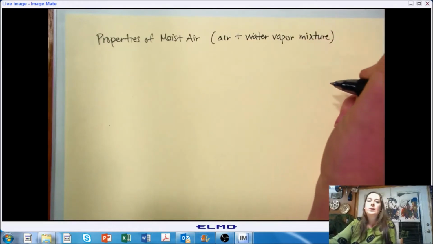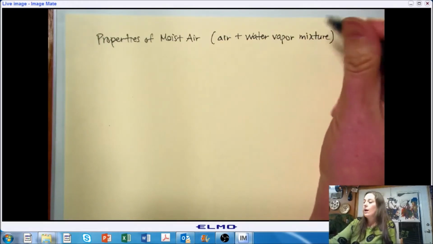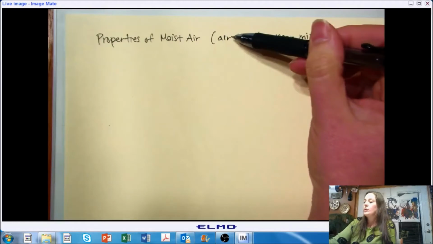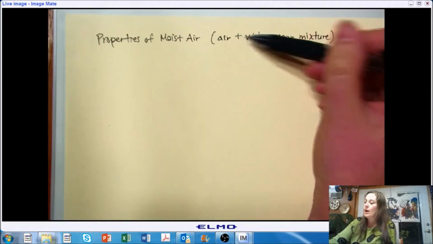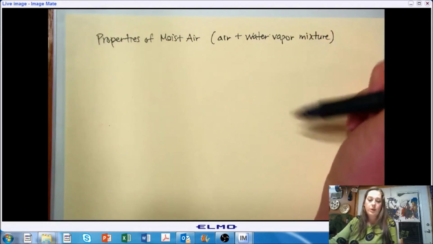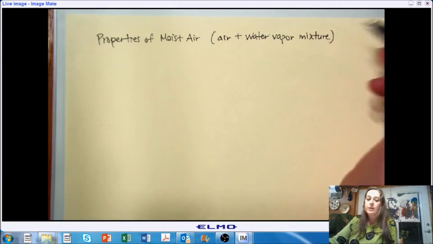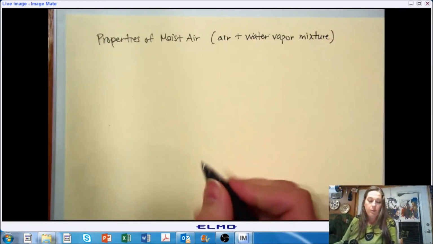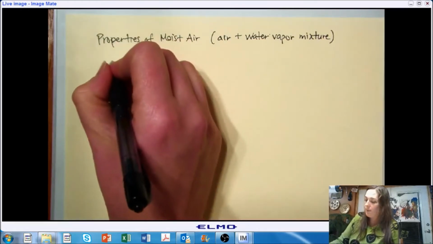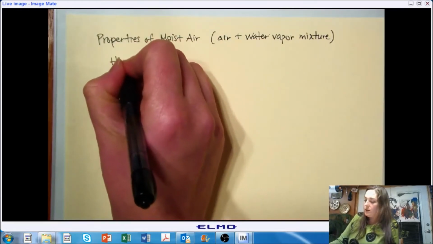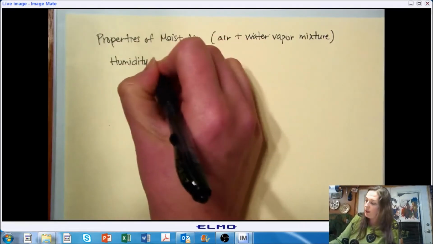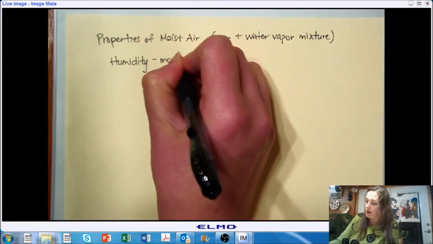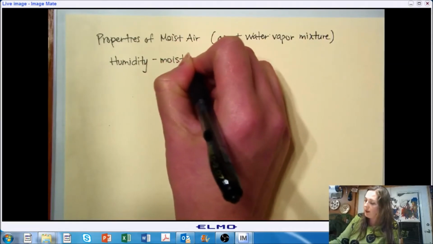So it's important to pay attention when you're working in psychrometrics, whether you're talking about moist air, which is the mixture of air and water vapor, whether you're talking about just the air, so we call that dry air, or just the water vapor. So there'll be different scenarios where you'll talk about each one of those, so it's important to pay attention to that. So the first property we're going to look at is humidity, and humidity is a way to describe moisture in the air.